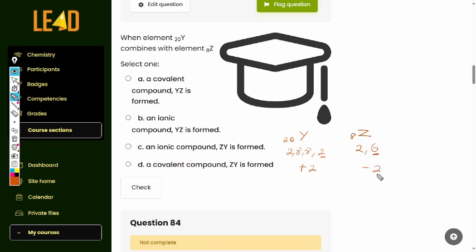So we have a bond between 2 ions, a positive and a negative ion. So this is going to be an ionic bond. And then the formula, when you cross them, you have Y2Z2. Then 2 cancels 2 out, so you just have YZ. Notice that some of the options put Z before Y, but remember that the cation is written before the anion, so it's actually YZ in the order YZ. So you have an ionic compound and YZ is formed, and that is B.